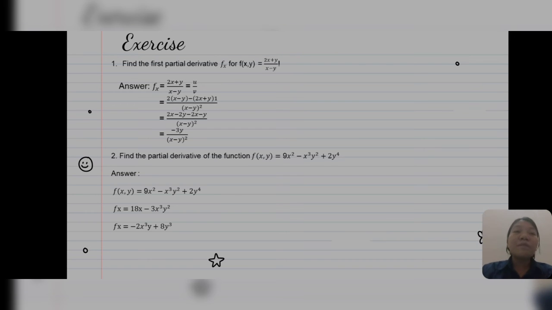And then we multiply all of this, so we got 2x minus 2y minus 2x minus y per (x minus y) to the power of 2. And because here 2x minus 2x equals 0, so we only got minus 3y per (x minus y) to the power of 2.